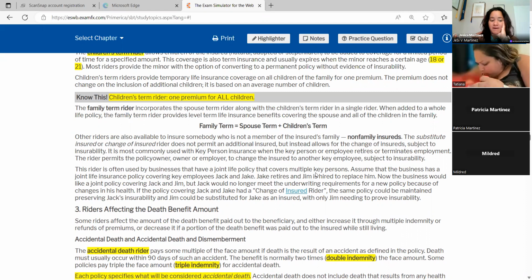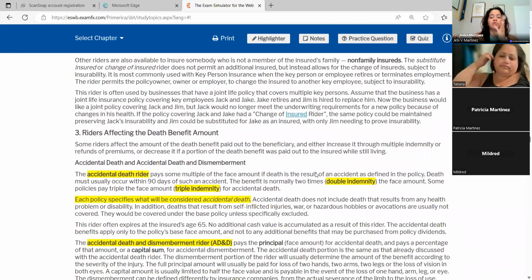Riders affecting the death benefit amount. Now we're going into those riders. The first one is accidental death and dismemberment. Accidental death rider pays some multiple of the face amount if death is a result of an accident as defined in the policy. Death must usually occur within 90 days of such accident, and the benefit is normally 2 times, which means double indemnity of the face amount. Some policies may pay triple the face amount for accidental death.